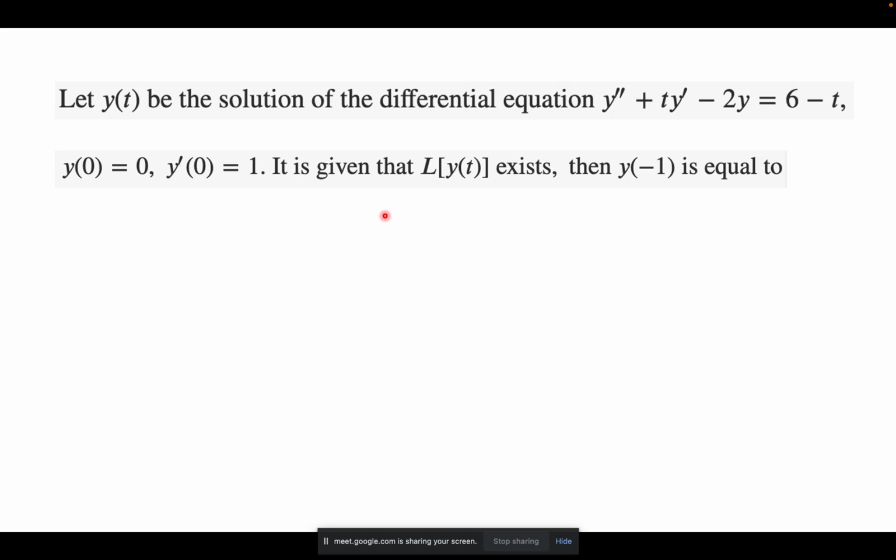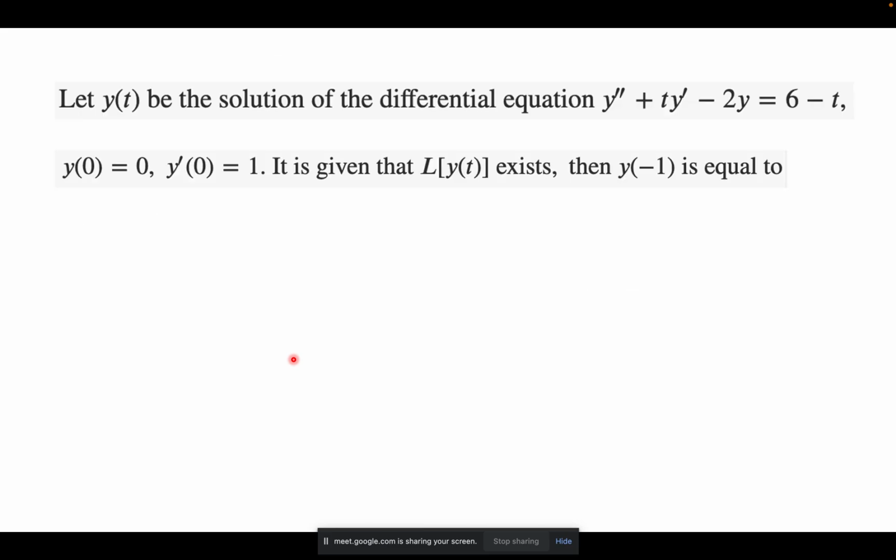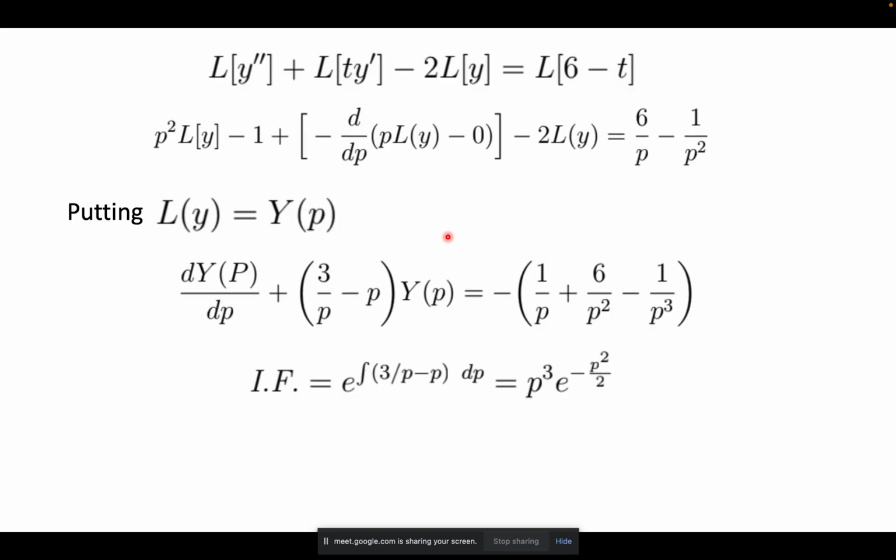So I hope you got the idea: if somewhere you are not able to express the Laplace transform directly in terms of p, then you need to first solve this differential equation in whatever order you get, and then use this type of existence theorem, that's why it's given here, and then you will get your answer. So is this question clear? Yes, sir, clear, sir. Okay, so you got the idea why L of y of t exists is given, right? Okay, then let's move on to the next question.